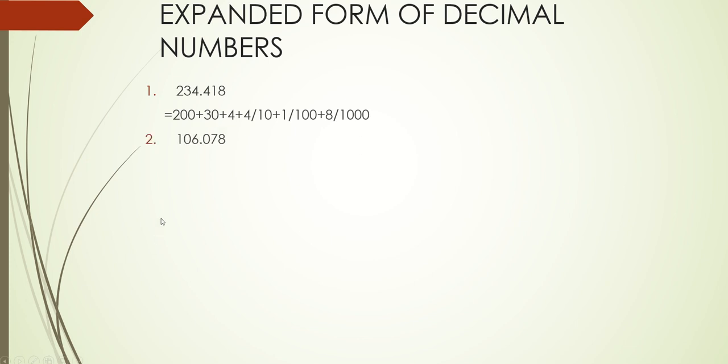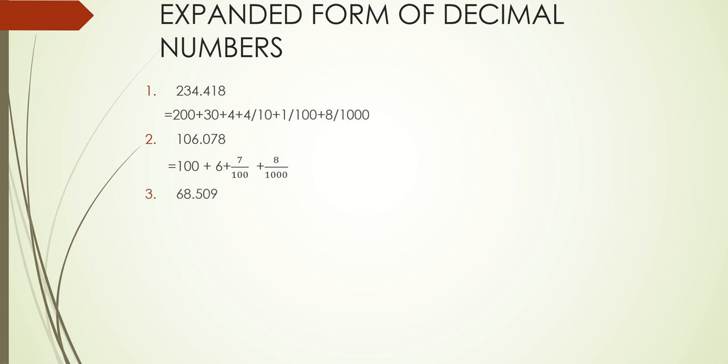Next is 106.078. So how will I write the expanded form of this? I will write it as 100 plus 6, because you can skip this 0, plus 7 is under which place? Hundredth. So what do you mean by 7 hundredth? 7 upon 100 plus 8 thousandth. So what is the meaning of 8 thousandth? 8 upon 1000. You can skip these zeros.